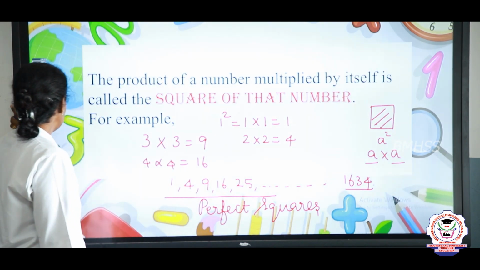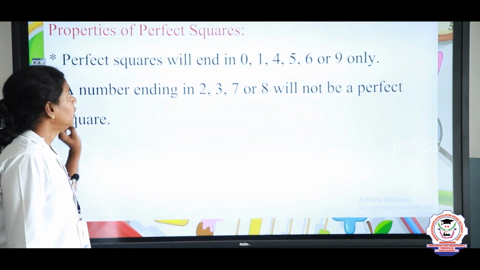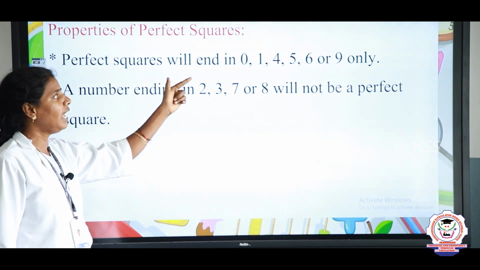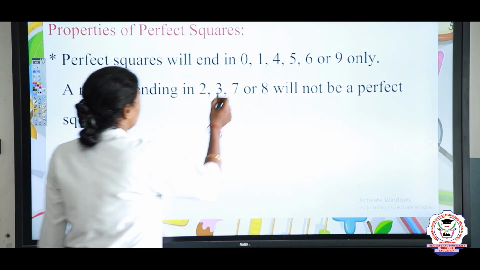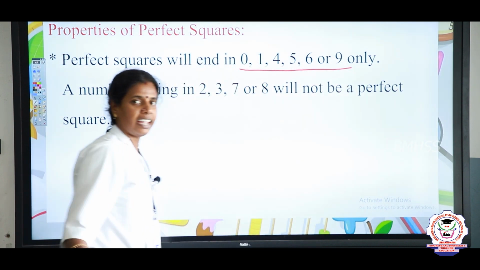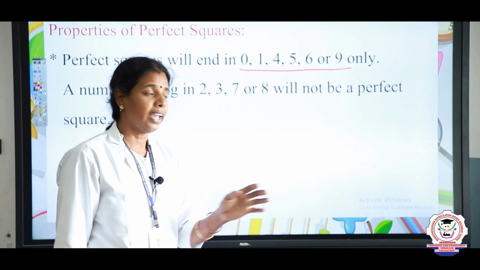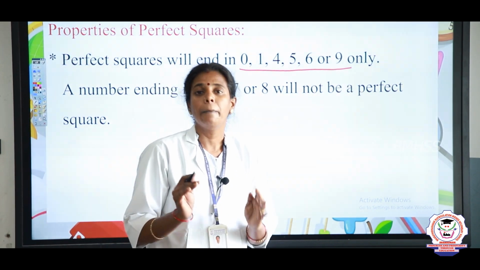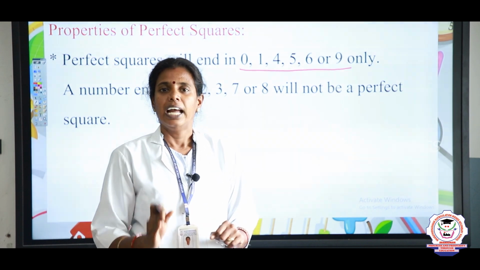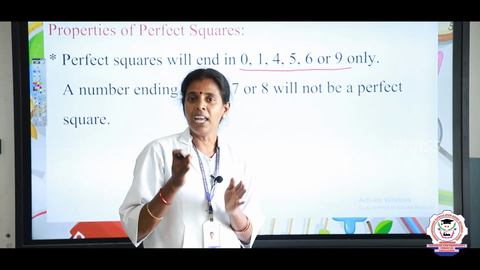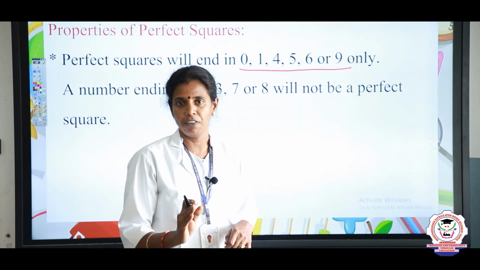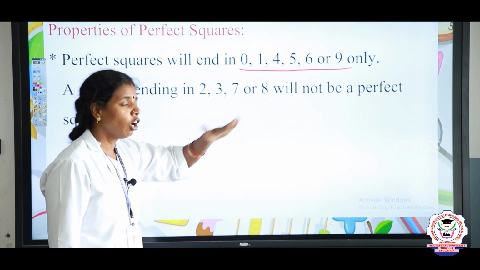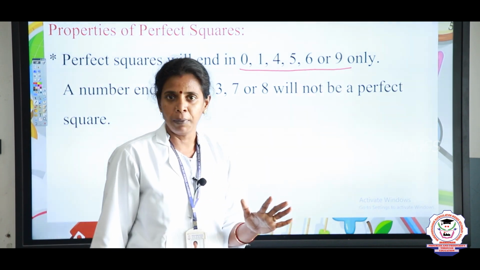We are going to see the properties of perfect squares. The first one is perfect squares end in 0, 1, 4, 5, 6 and 9 only. A number which ends in 0, 1, 4, 5, 6 or 9 may be a perfect square; it is not necessarily a perfect square. And a number which ends in 2, 3, 7 or 8 will surely not be a perfect square.